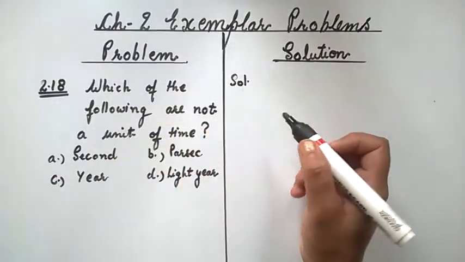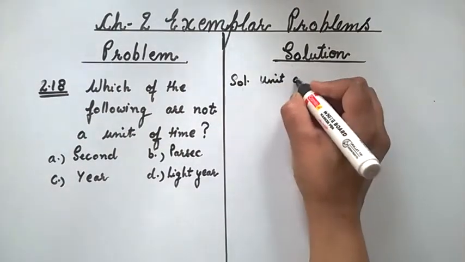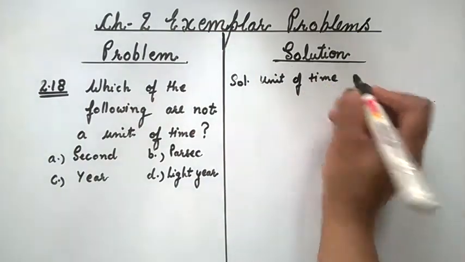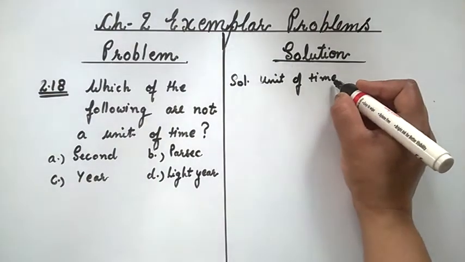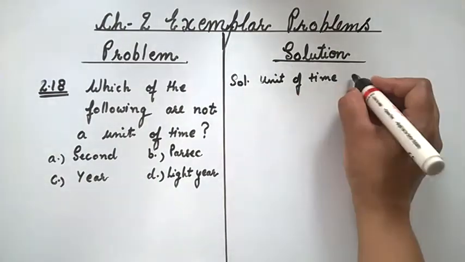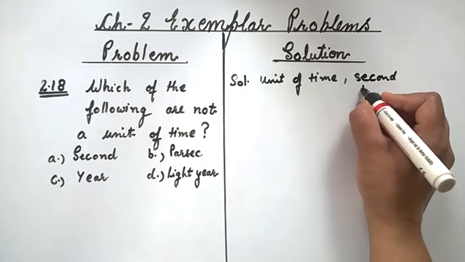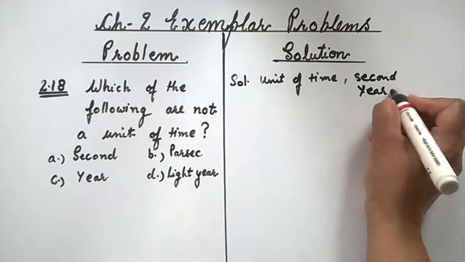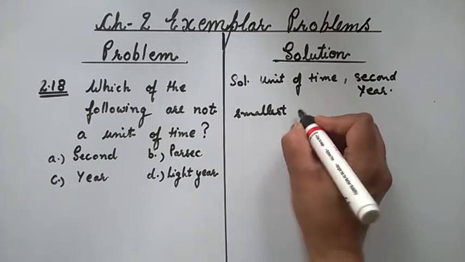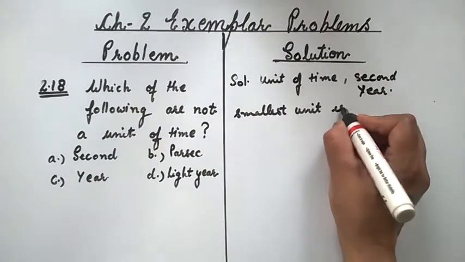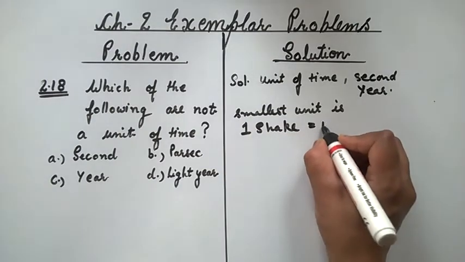Problem number 2.18. Which of the following are not a unit of time? Units of time are minute, second, year, and hour, and the smallest unit is shake. One shake is equivalent to 10 raised to the power minus 8 second.